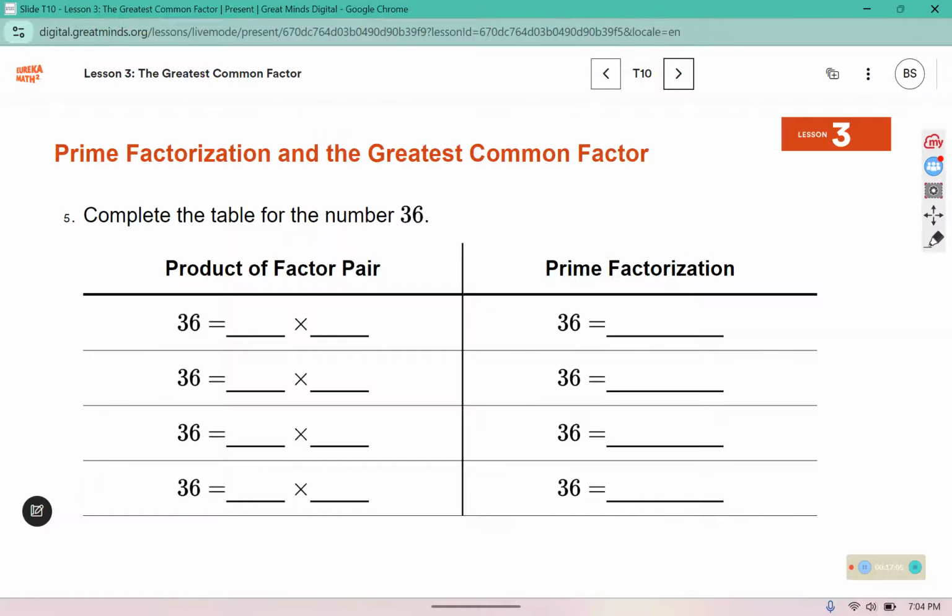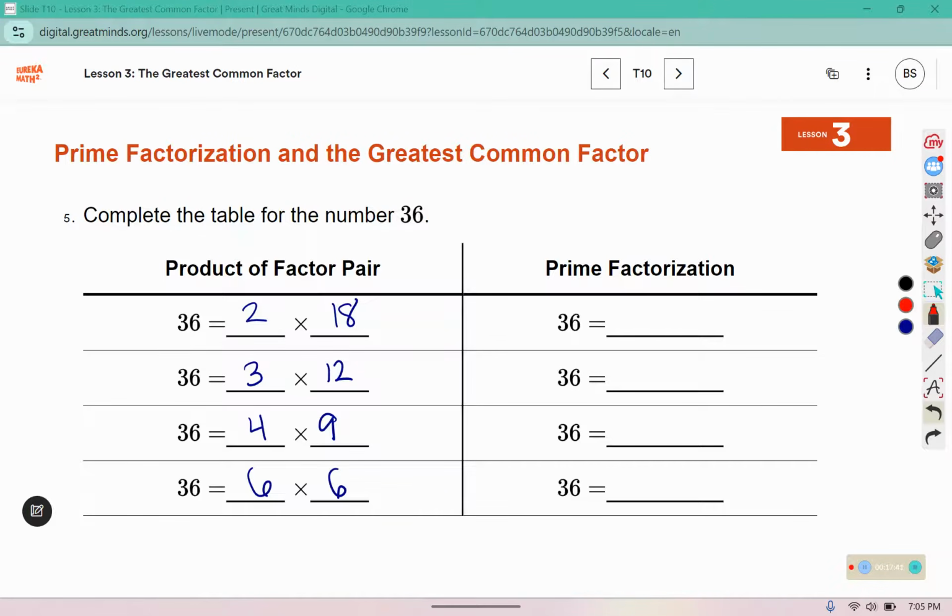So it says complete the table for the number 36. If we were doing this in class together, you would be split up into teams, and each team would have a different factorization for 36, and then they would arrive at the prime factorization. We're going to do this together on the video. So one possible combination to get 36 is 2 times 18. Another is 3 times 12. We also have 4 times 9 and 6 times 6.